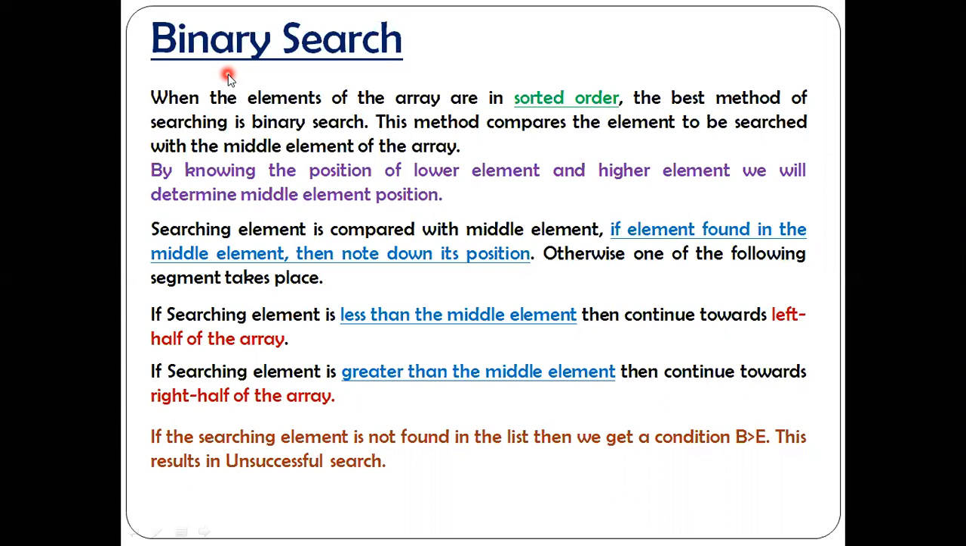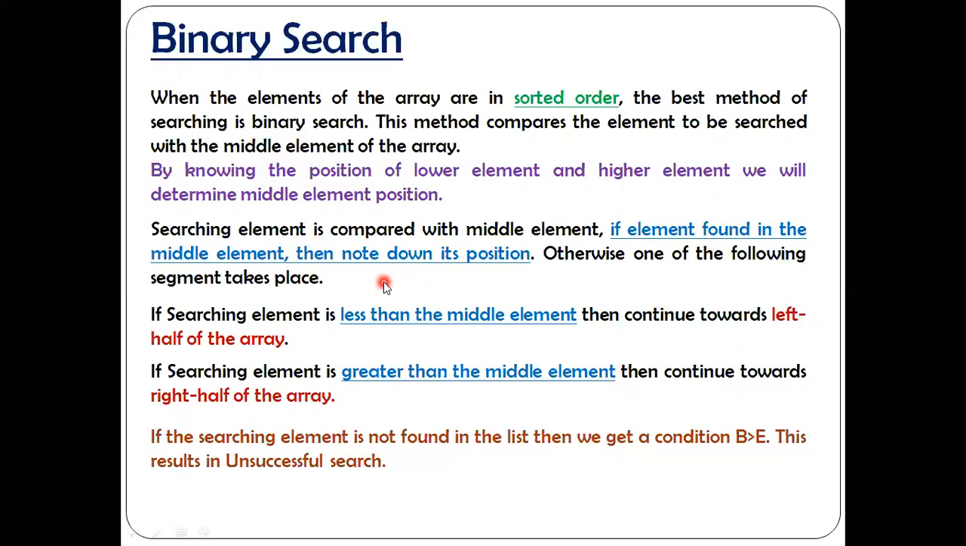But in the second method, binary search, in order to search an element, the elements must be in an increasing order or a sorted fashion. Then only it is possible to search an element. Look at the name, binary. Binary means the whole array is divided into two parts. By knowing the positions of the lower element and the higher element, we can calculate the middle element position.